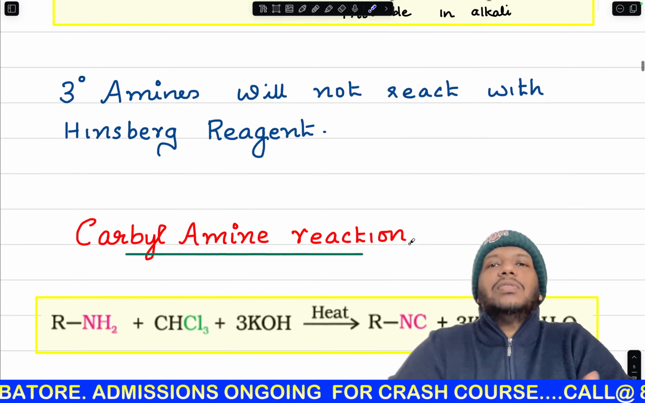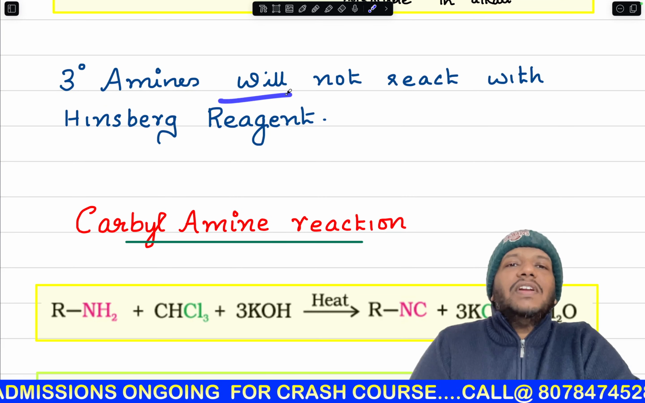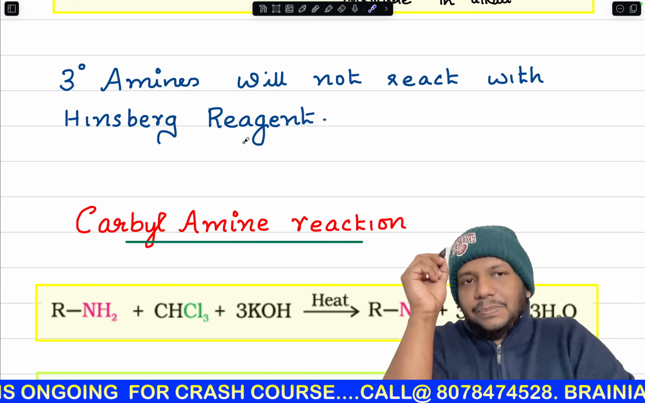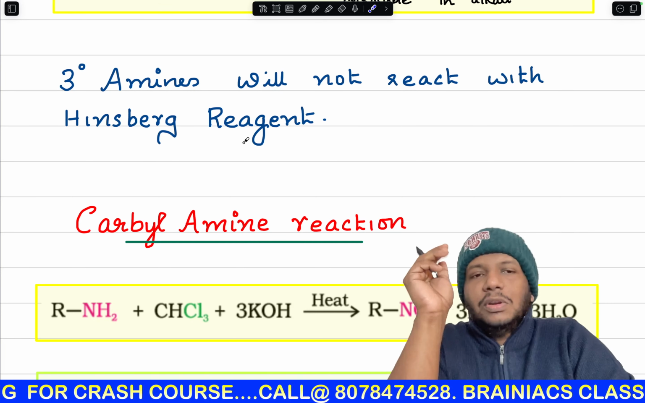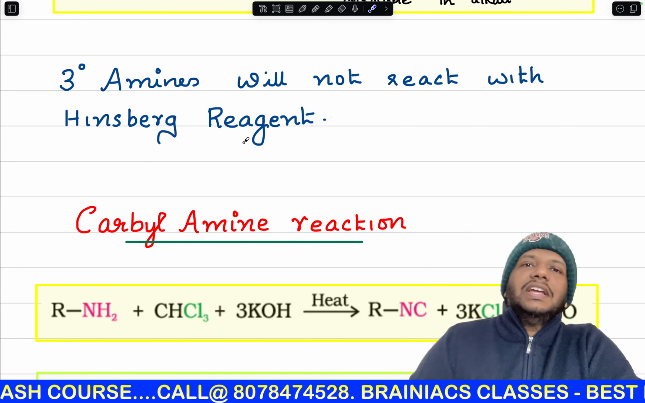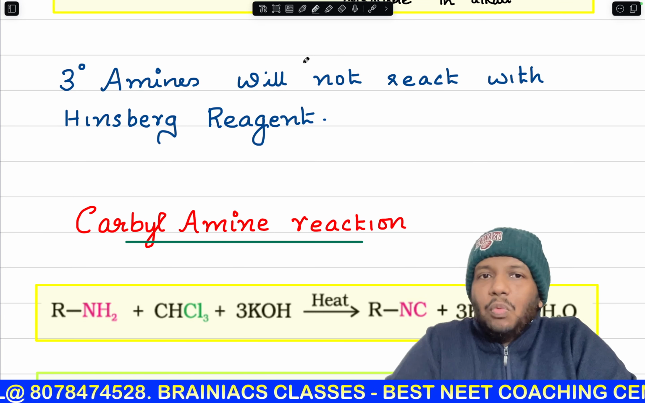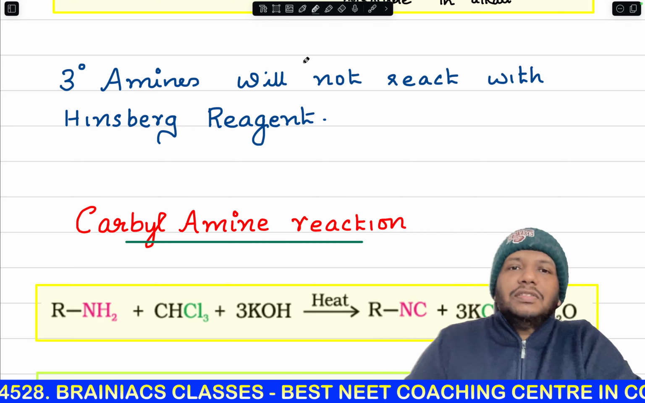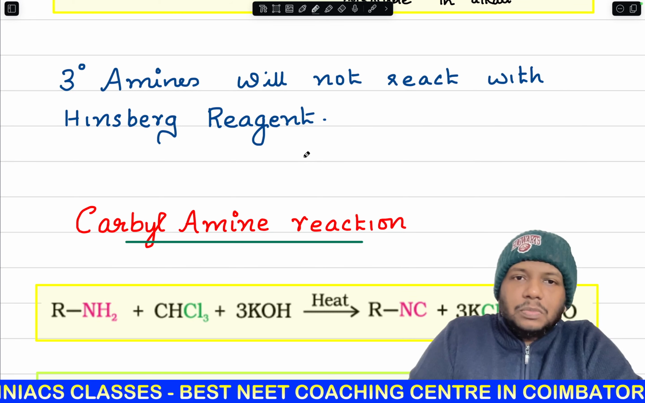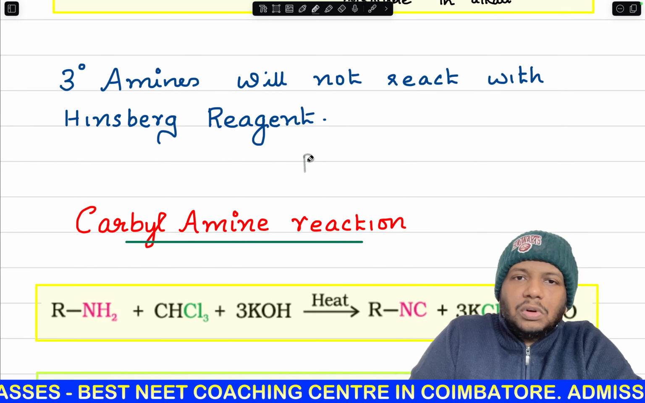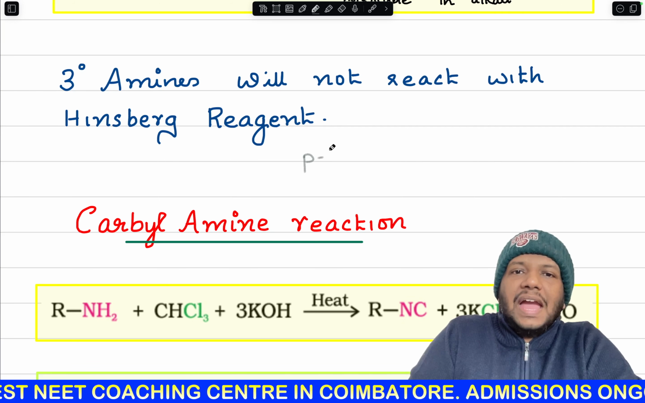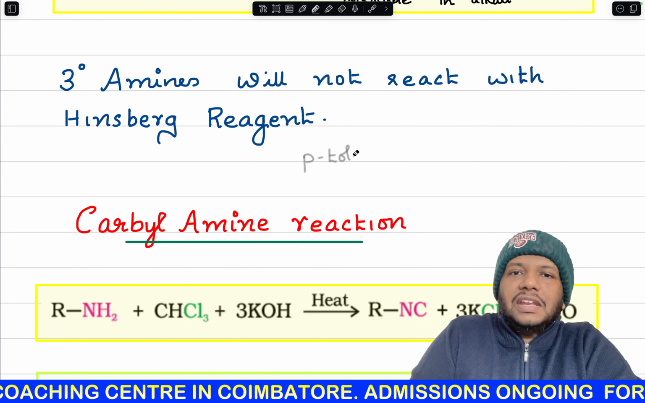Now, tertiary amines, what is their case? They will not even react with the Hinsberg reagent. And in NCERT nowadays, one more sentence is added. What reagent is used nowadays? Instead of Hinsberg reagent, they use a new reagent called para-toluene. I am writing in a different ink.